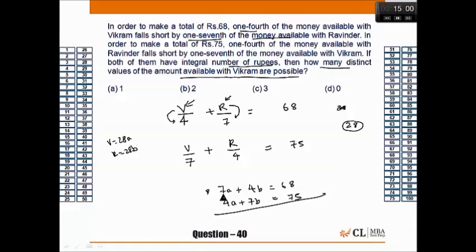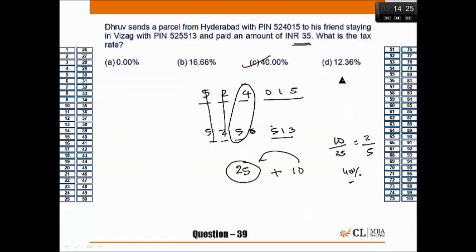Okay, if I subtract these two things, 3a minus 3b, or 3b minus 3a, is 75 minus 68, which should be equal to 7. So 3 times (b minus a) should be equal to 7, but then b and a must be integers, therefore this is not possible, so no value is possible. Okay, one more is done.